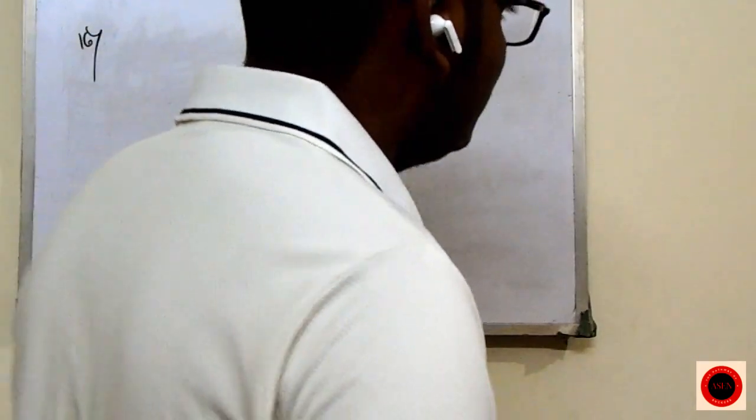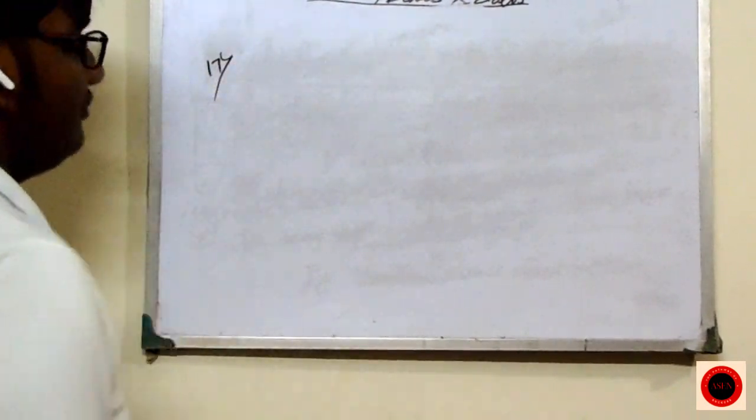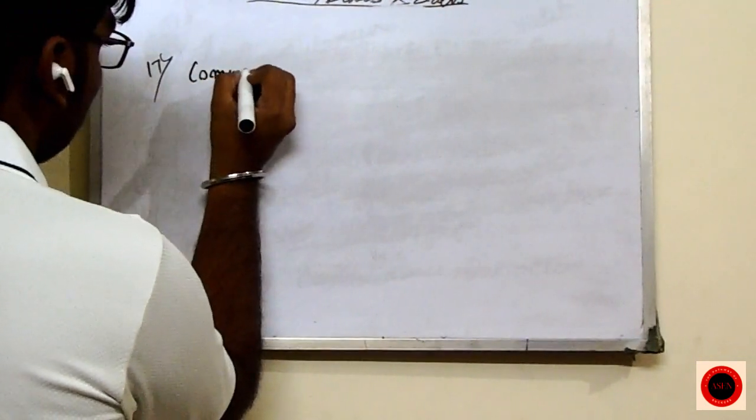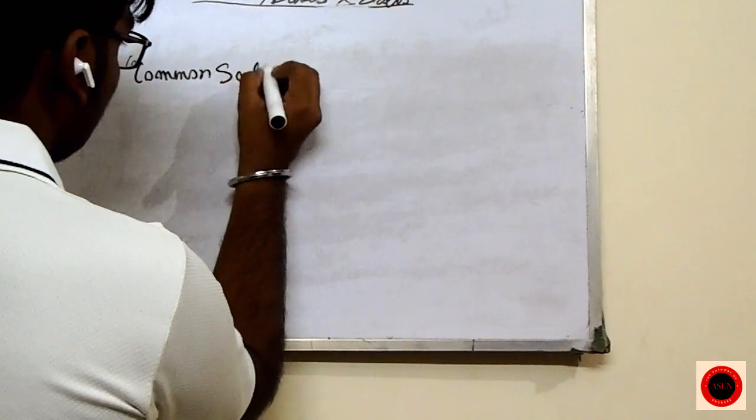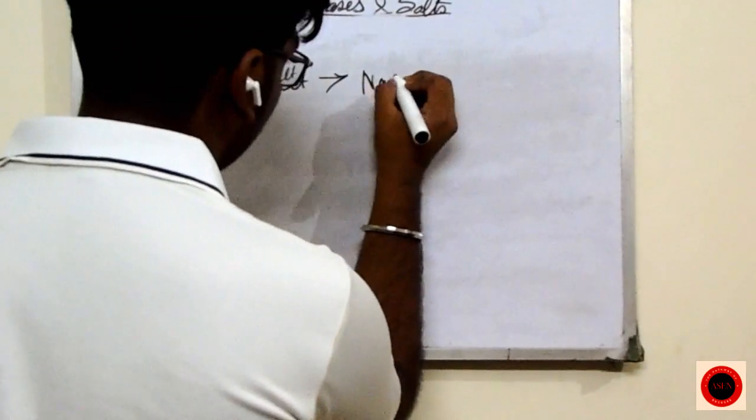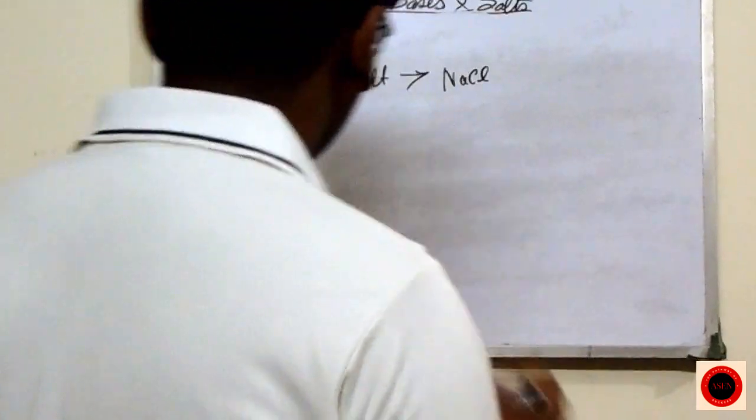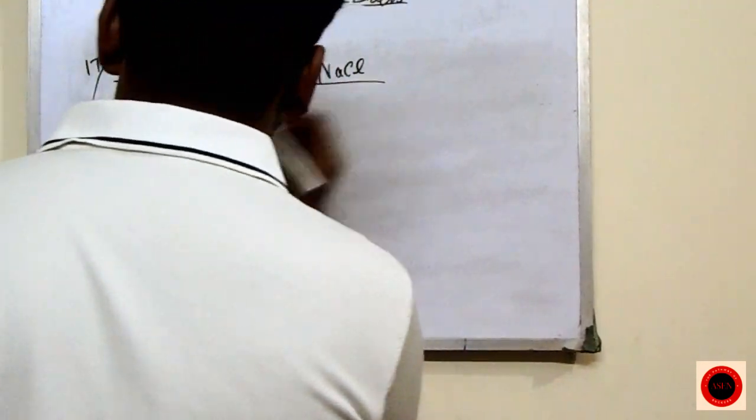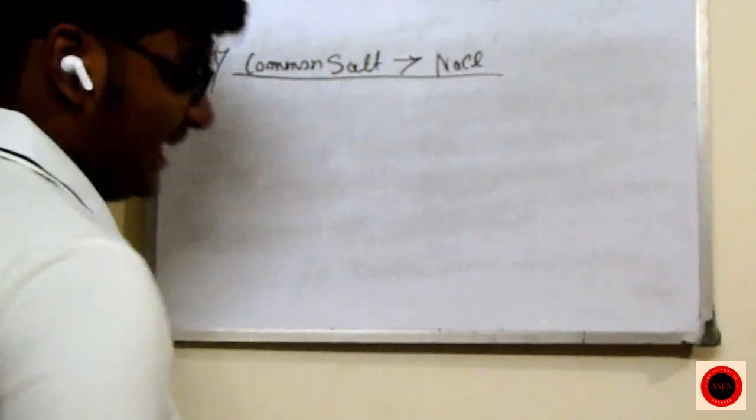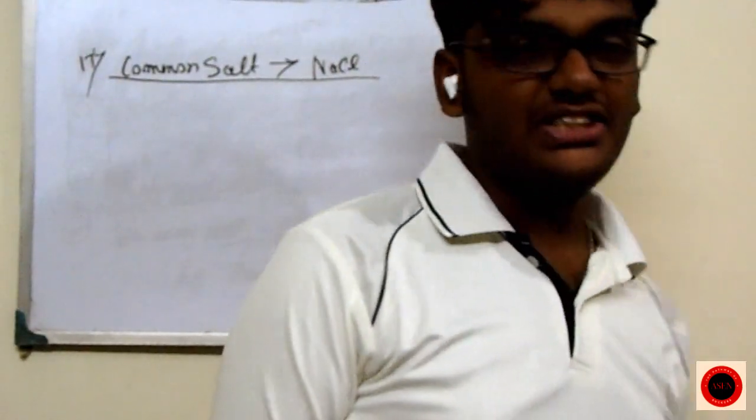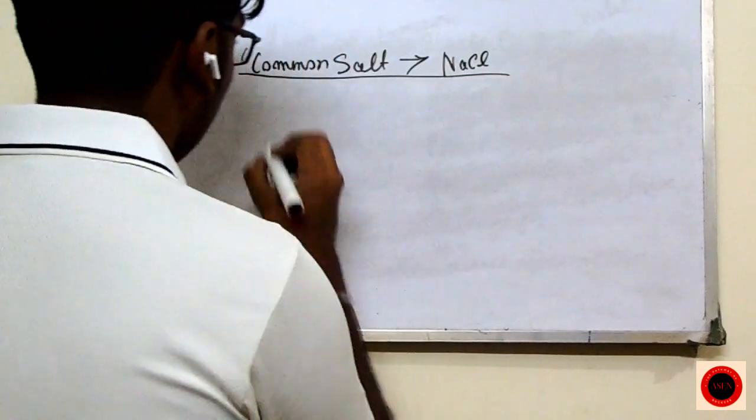So there are 5 types of salt. First salt is common salt, that is NaCl, sodium chloride, the common salt which we use. The next one is bleaching powder. Bleaching powder, it is also a salt.